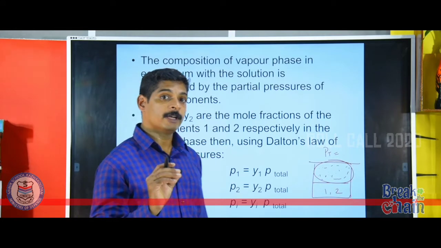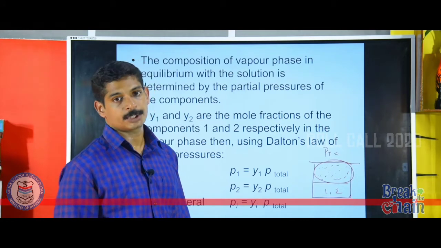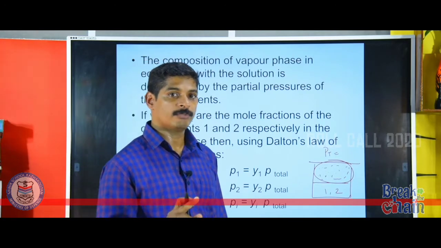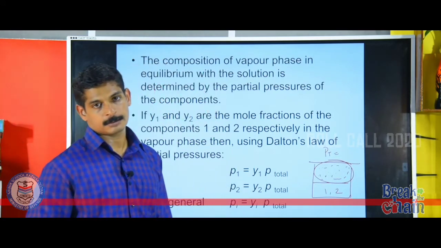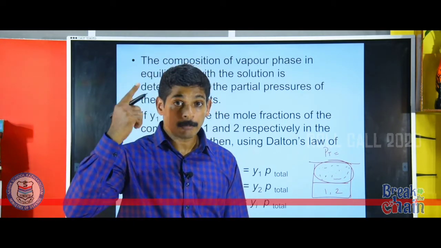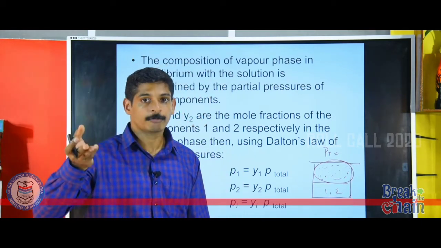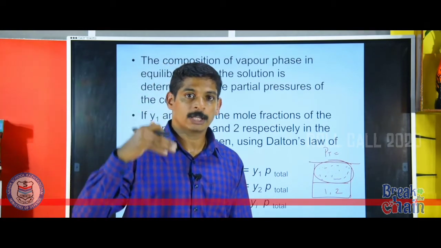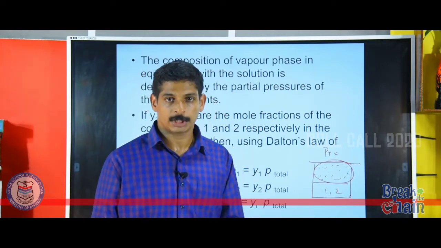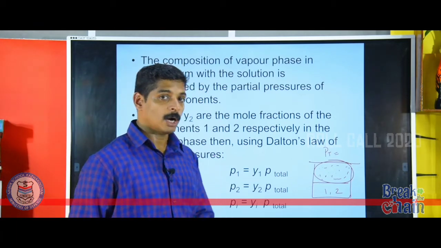If you know the total vapor pressure, then you can find the individual partial pressures, provided you also know the mole fraction of each component in the vapor phase. I am not talking about the liquid phase, I am talking about the mole fraction of the component in the vapor phase. If you know the mole fraction of the component in the vapor phase and the total vapor pressure of the solution, you can find out the individual partial vapor pressures. So, how can you find it out?